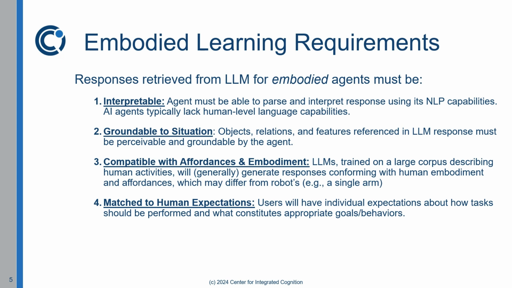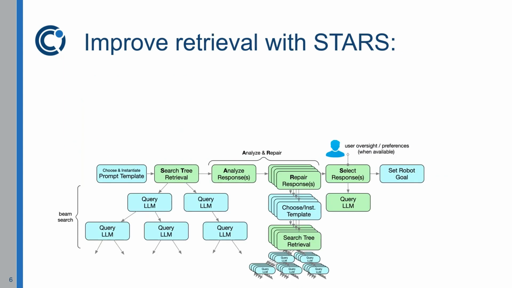It must be compatible with affordances and embodiment. Large language models are generally trained on data that is assuming human embodiment, but your agent, for example, might be a robot with a single arm. And finally, it must be matched to human expectations. Different users will have different expectations about how tasks should be performed and what constitutes appropriate goals and behaviors. These first three requirements we label as viable, meaning that they're required for the agent to even attempt to learn from these responses.